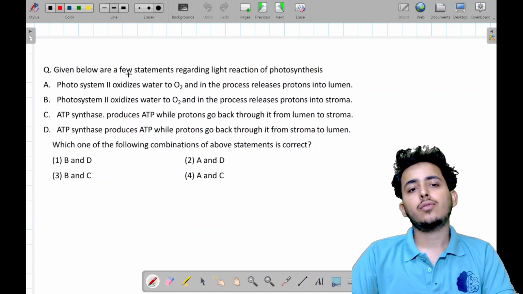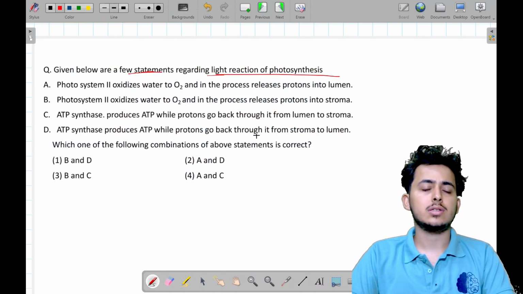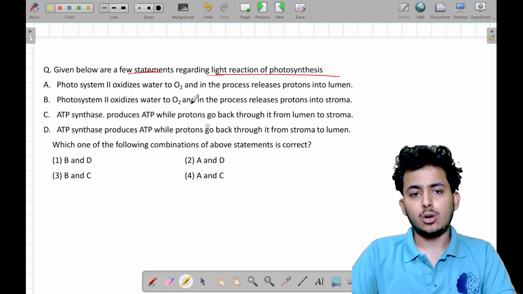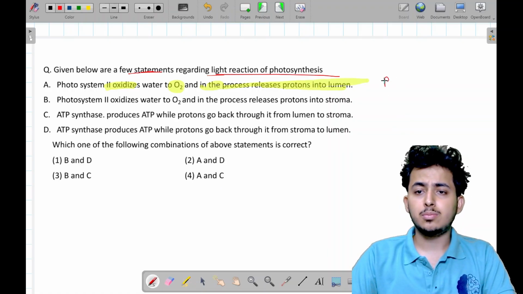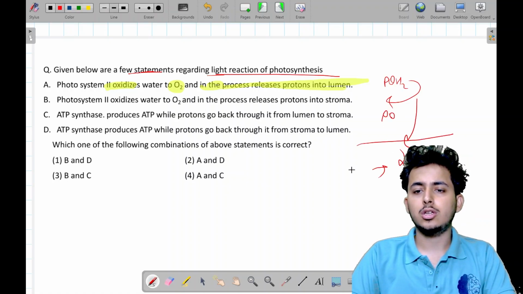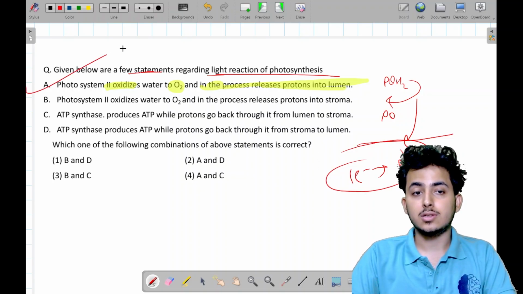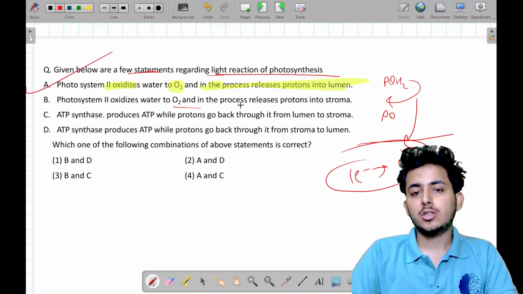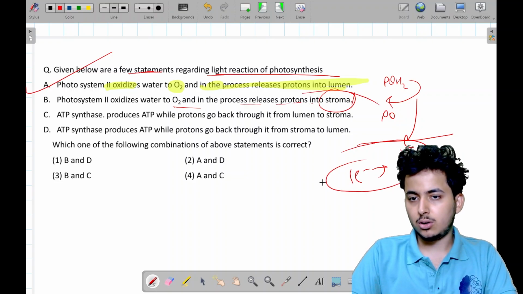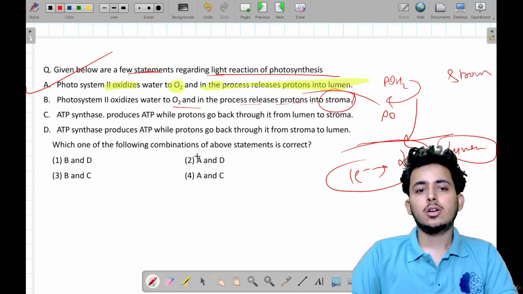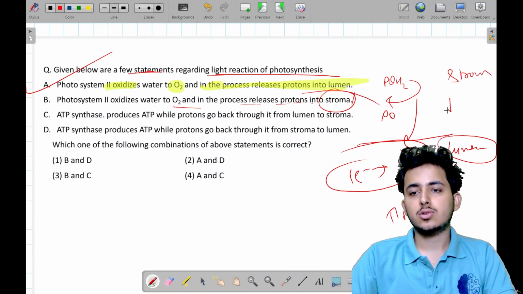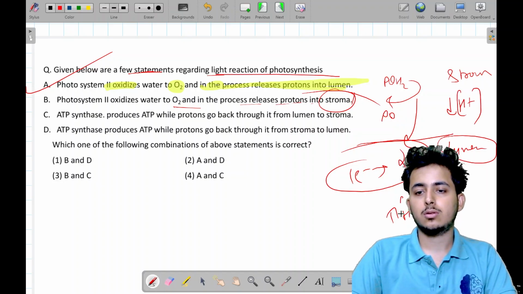First question: given below are a few statements regarding the light reaction of photosynthesis. Photosystem II oxidizes water to oxygen and in the process releases protons into the lumen. We have seen this, PQH2 to 2PQ, with 2 protons released into the lumen for each electron transfer. So this is correct. Photosystem II oxidizes water and in the process puts protons into the stroma? No, that is wrong. Everything happens in the lumen, the proton release. In the stroma, nothing is released.